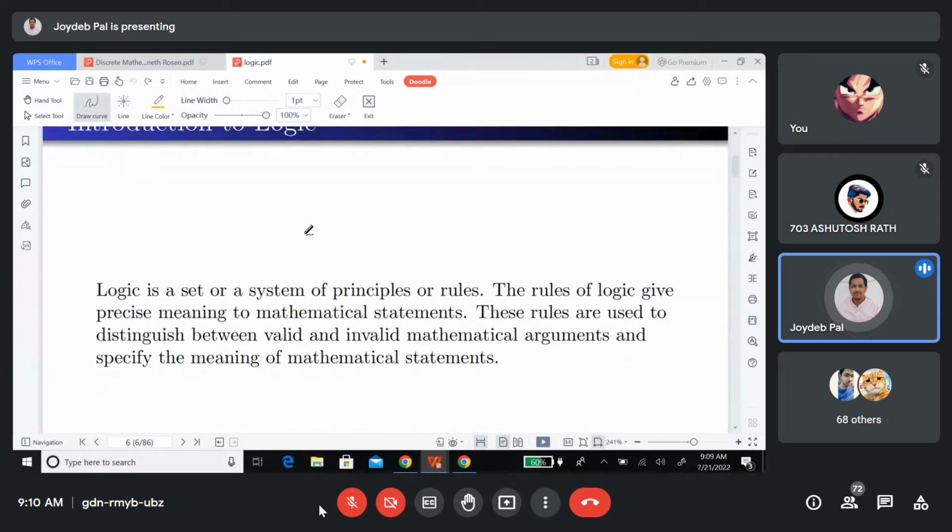these are the theoretical things. Later on, there is no use of it. These are the basics. Okay, you need to know what is logic and what is the use of logic.